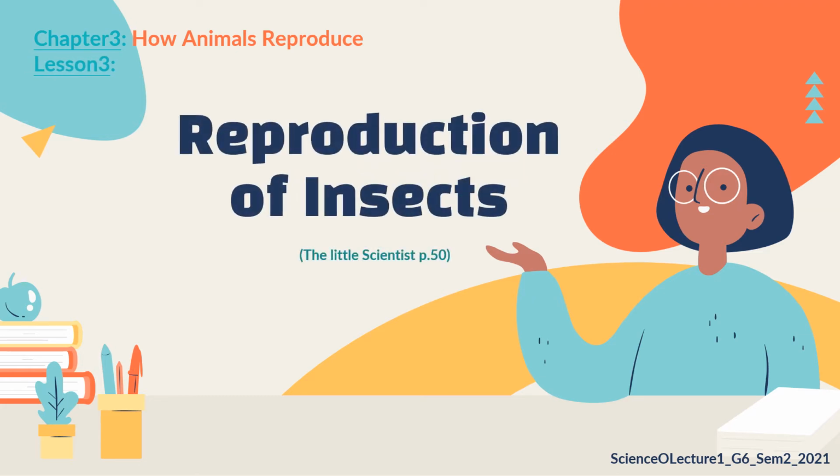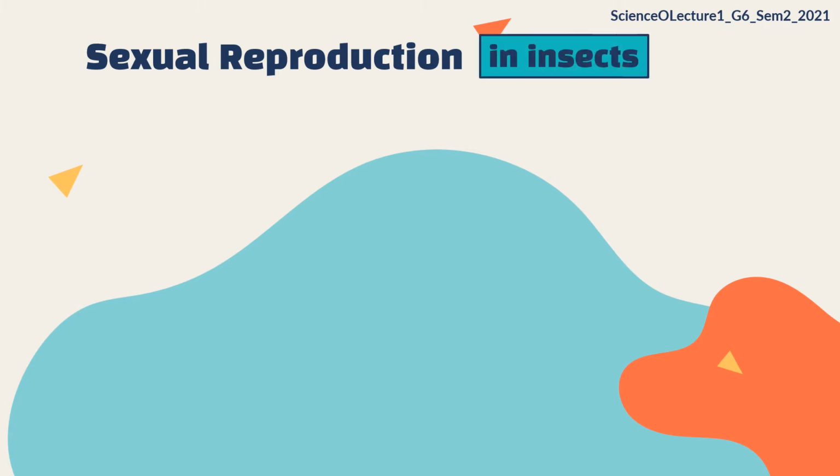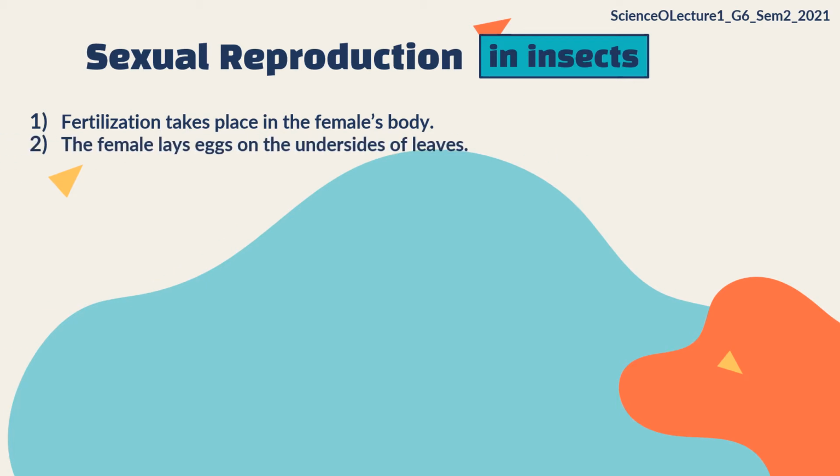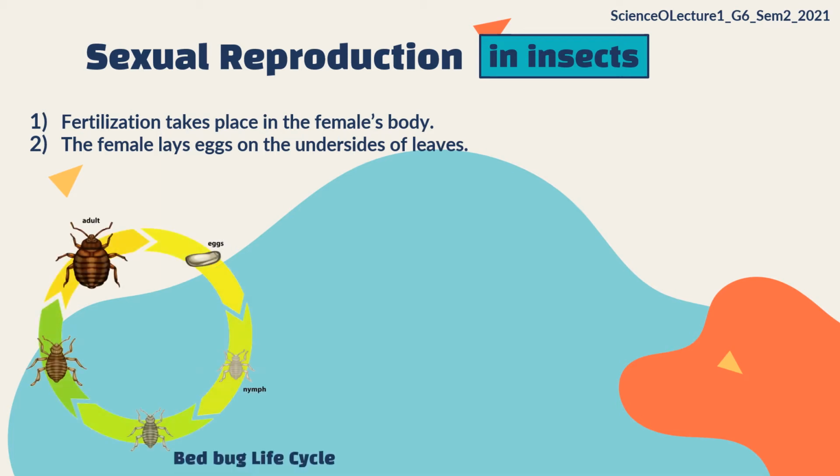Now we're going to talk about reproduction of insects. You'll find this lesson in your book on page 50. Insects reproduce sexually, and fertilization, the union of the sperm with the ovum, happens inside the female insect's body. Then, the female lays its eggs on the leaves of plants. Here is the bedbug life cycle. Here is the adult one. The adult bedbug lays eggs.